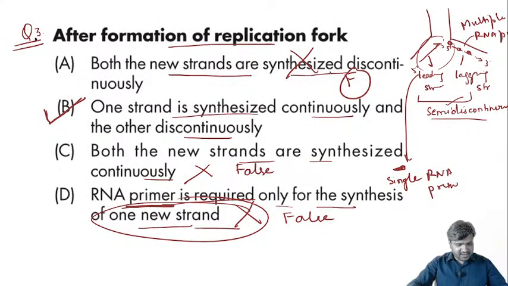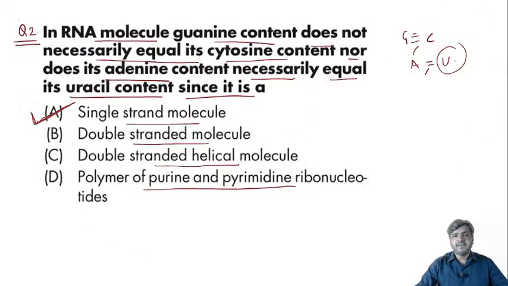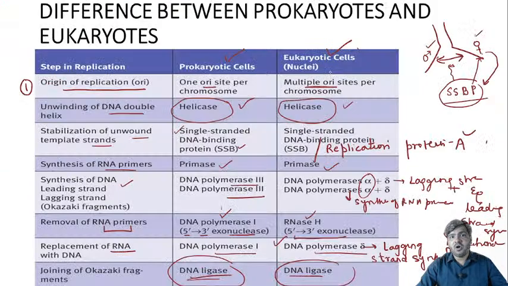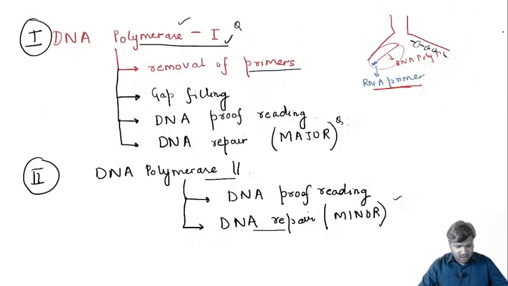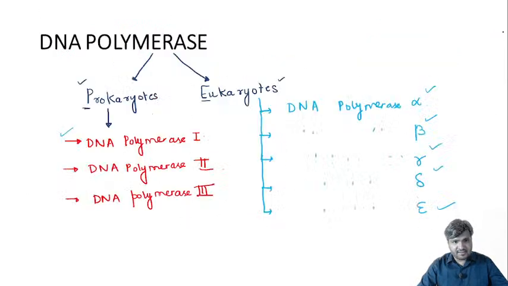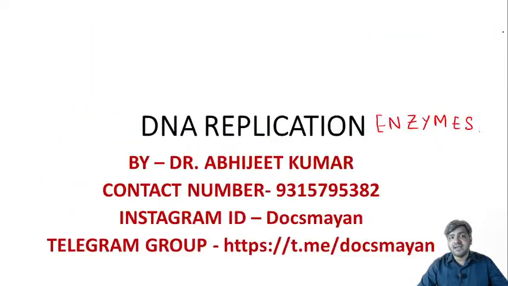I hope everyone understood today's lecture very well. We have discussed 3 questions along with the differences in the replication of prokaryotes and eukaryotes, the steps of replication, the enzymes, and ultimately the eukaryotic DNA polymerases. In one single slide I have covered all the functions with very good tricks to remember. All the polymerases and all the enzymes are discussed. I hope everyone understood today's lecture very well.